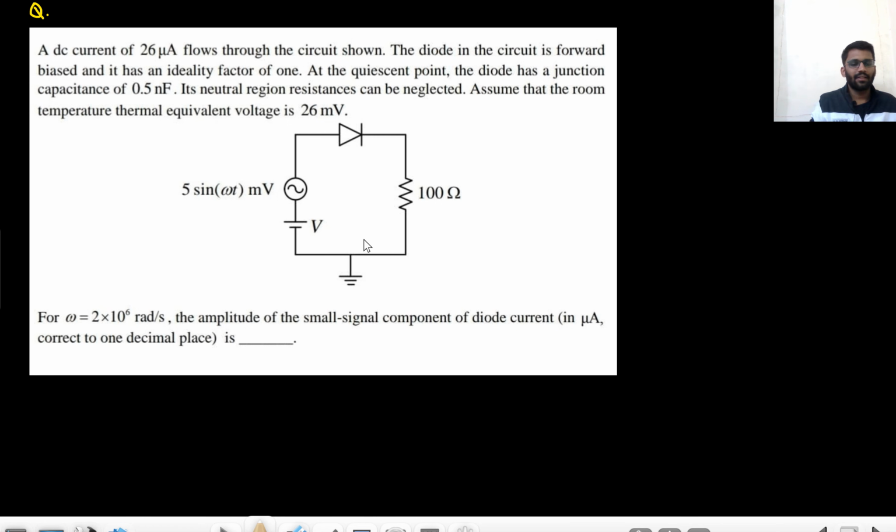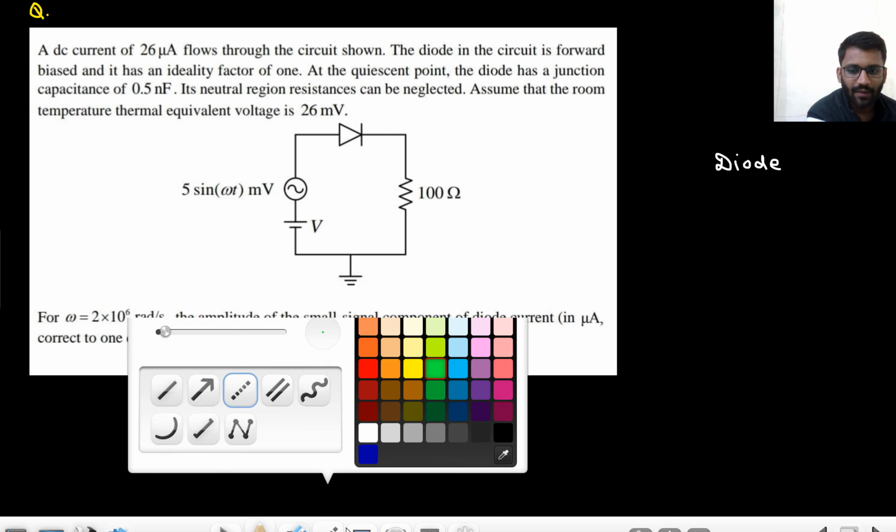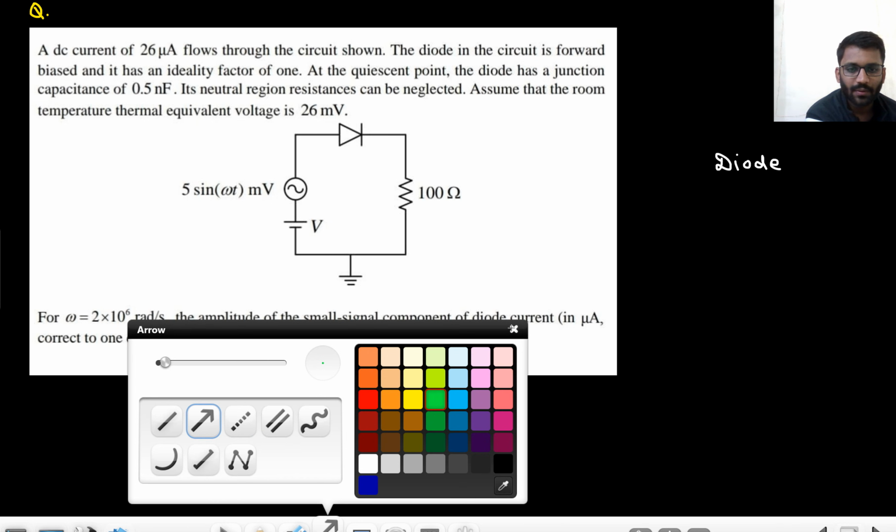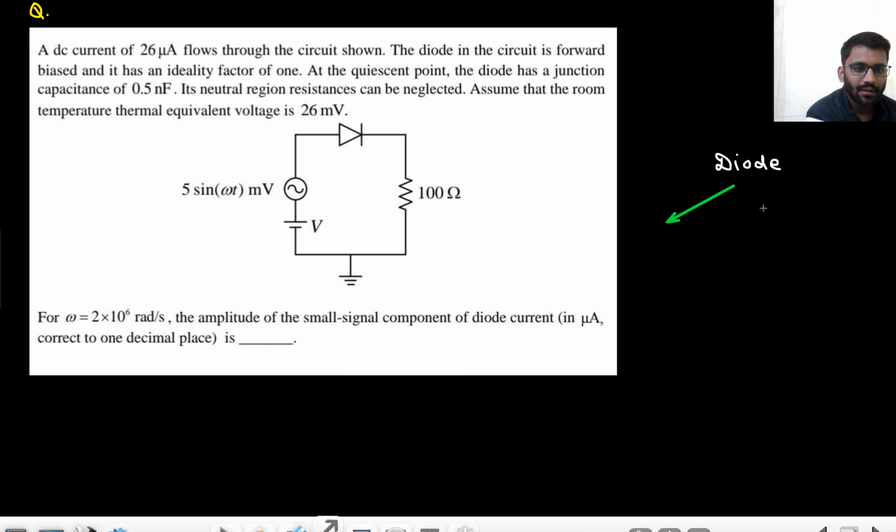Now this is a very good question, and you can say this is a surprising question as well, because here they have talked about the junction capacitance. There are two biasing in a diode. I will just give a brief concept, you don't need to go deeper into it. So there are two biasing, forward and reverse.